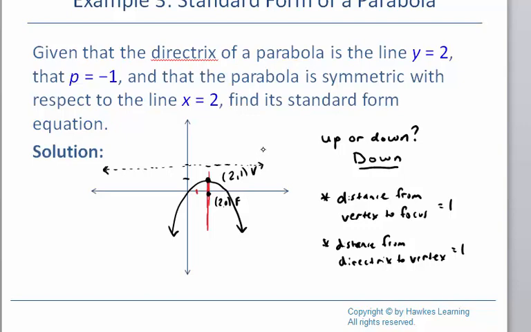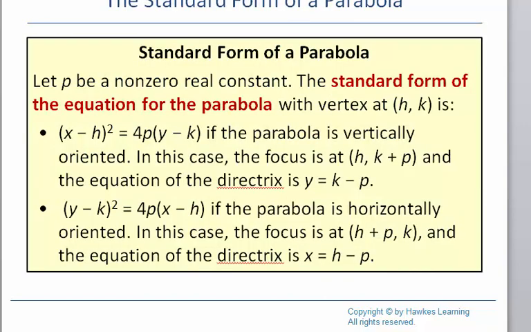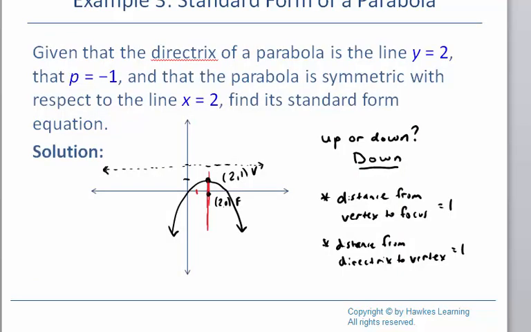Now, once we have that picture sketched out and we have an idea of how the information we're given plays out in that picture, we can go ahead and write our formula. So I'm going to go back to my formulas. I know that it opens down and it's vertically oriented, so I know that my parabola should start with x minus h squared. So I'm going to take that back to my problem and jot that down: x minus h squared is equal to 4p times y minus k.